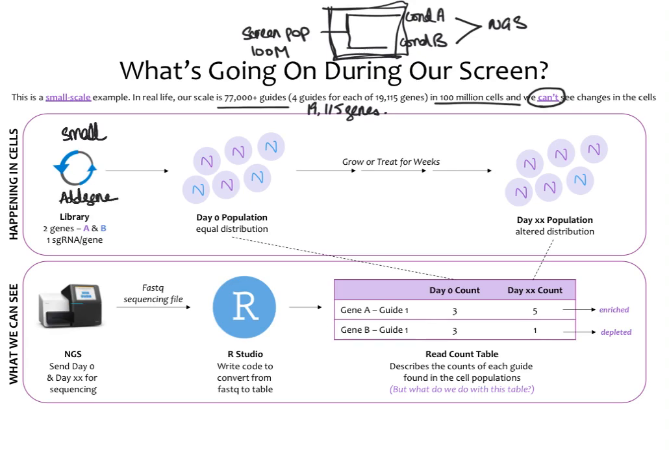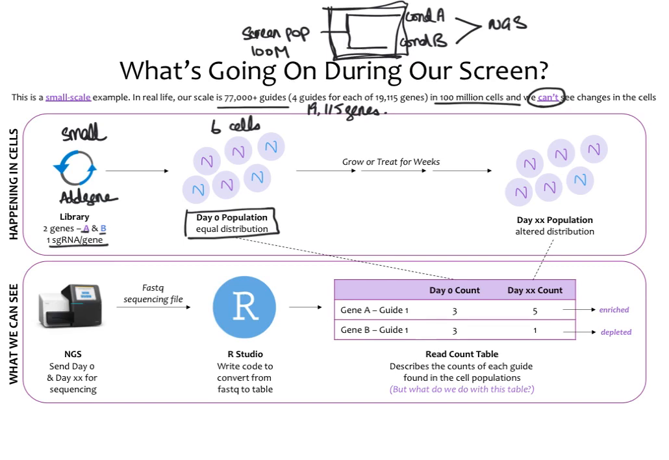We got a library from AdGene, and this library was a library for just two genes, so gene A and gene B. And we have one guide for each gene, okay? So we made our virus, we infected our cells, we selected our cells, and now this is our population. So this is our day zero population, where every single group of cells, so we have six cells, has the same number of each guide.